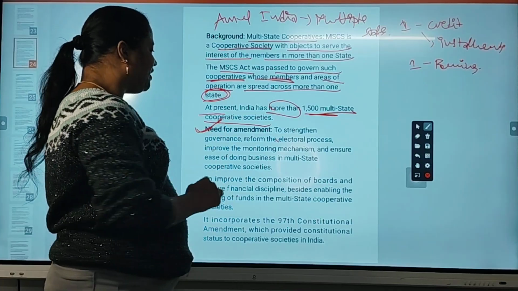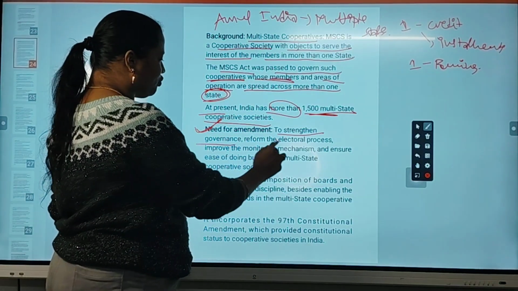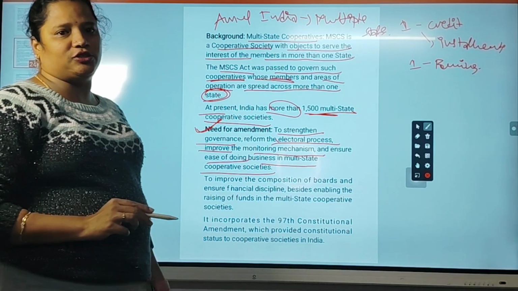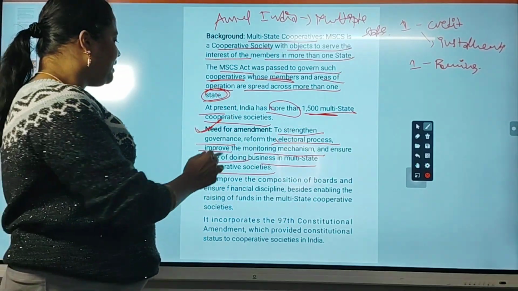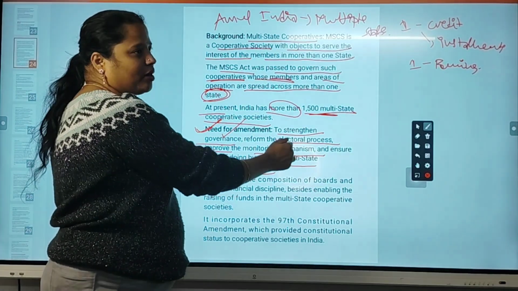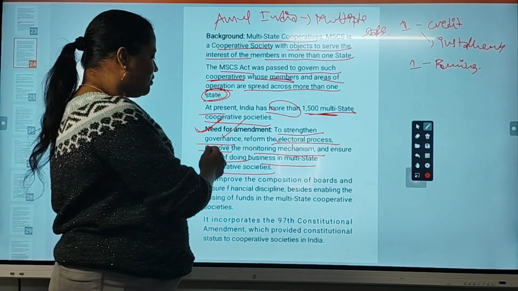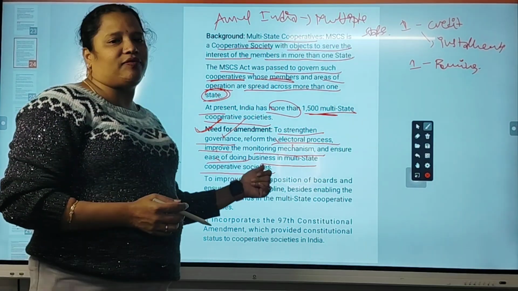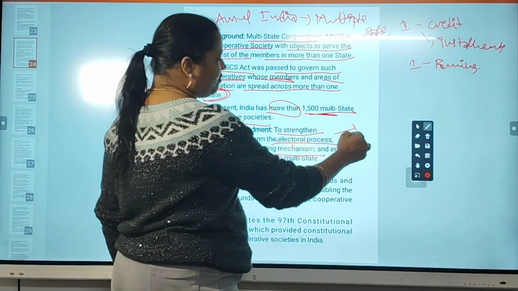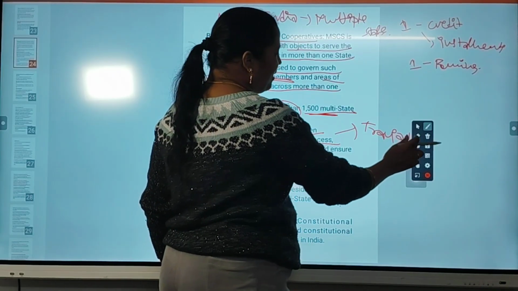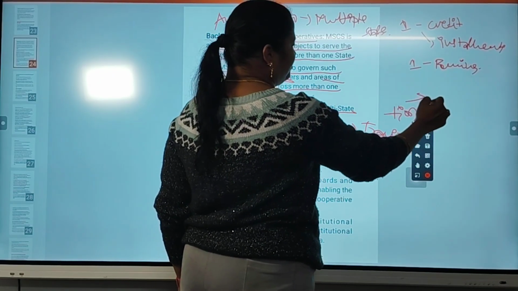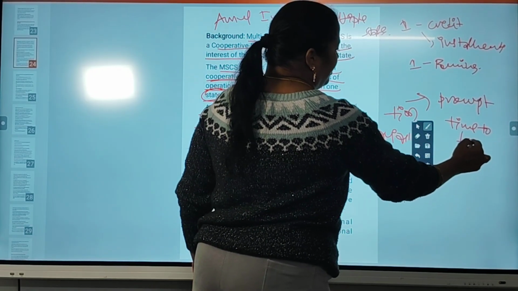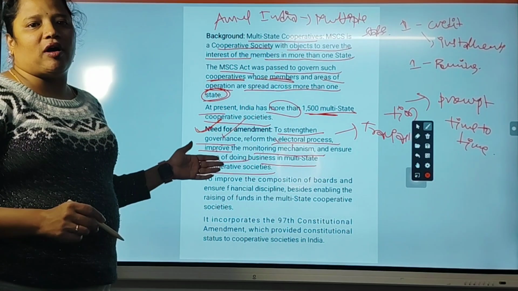So what is the need for the amendment now? To strengthen governance, reform the electoral process, improve monitoring mechanism and ensure ease of doing business in multi-state cooperative societies. To make them more transparent and reliable, and to change the governance, the electoral process, how the leader will be elected, and the monitoring mechanisms, how they work, and ensure ease of doing business. Means whatever transactions are happening in the multi-state cooperative society are prompt and happening on time in a reliable way. That is the objective of this amendment.